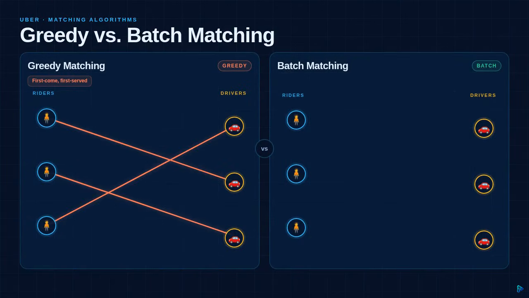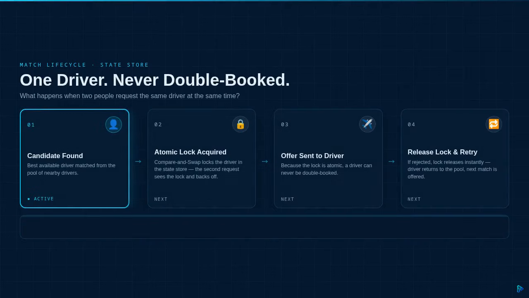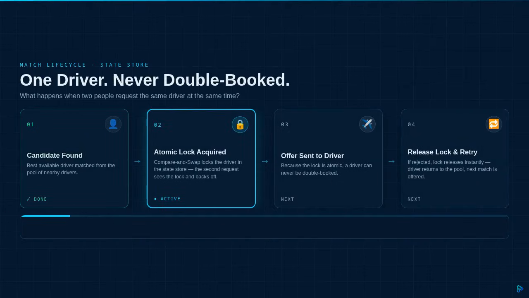Instead of matching the first driver found, which is a greedy approach, Uber often uses batch matching. We wait a few seconds, gather all requests and all available drivers in an area, and then solve a global optimization problem. This maximizes the overall efficiency of the network, reducing wait times for everyone, not just the first person who clicked. What happens when 2 people request the same driver at the same time?